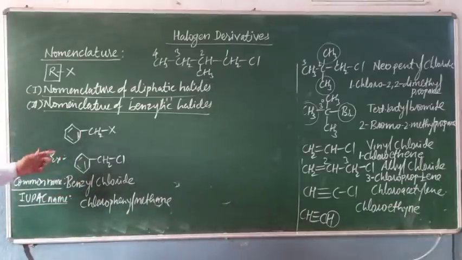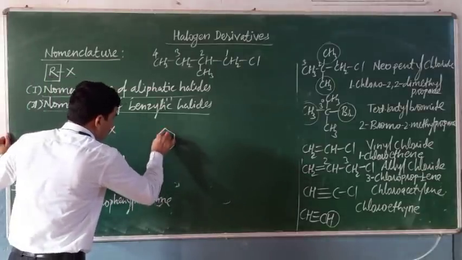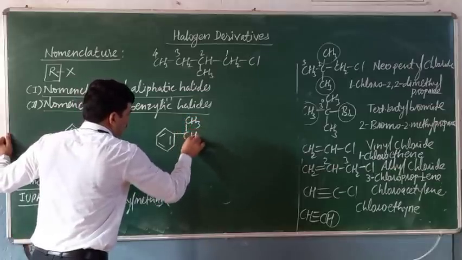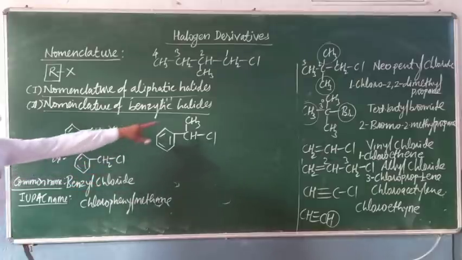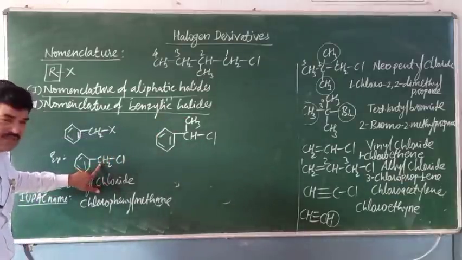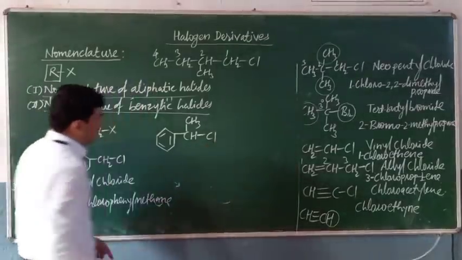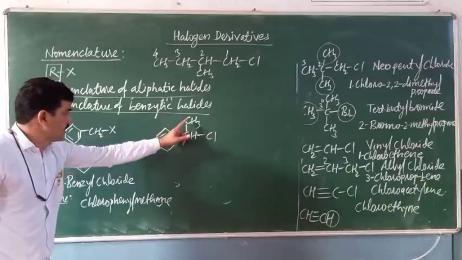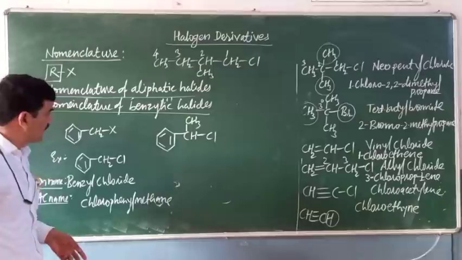We can take some other examples of benzylic halides. This is also a benzylic halide. Now, what is the difference here? One more hydrogen from this carbon, the alpha carbon, is replaced by a methyl group. Now, what will be its IUPAC name? If you take the parent alkane here, it will be ethane, because two carbon atoms are there.